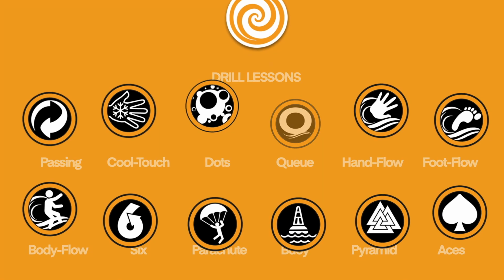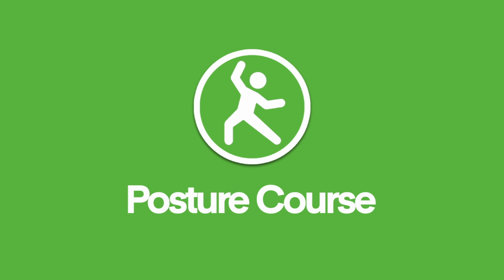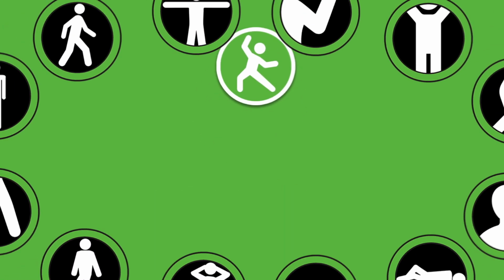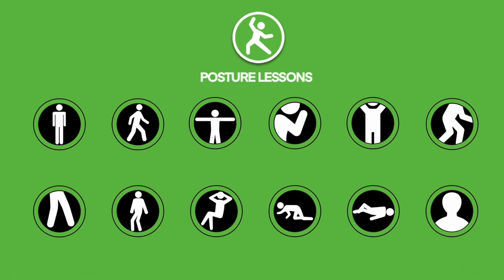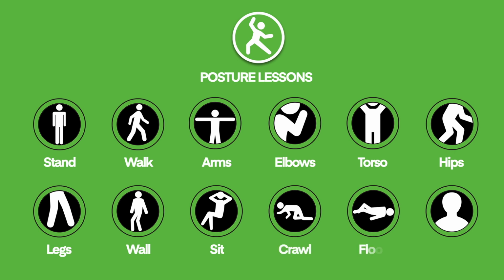The second course in the Body section is Postures, with its 12 lessons: stand, walk, arms, elbows, torso, hips, legs, wall, sit, crawl, floor, head.